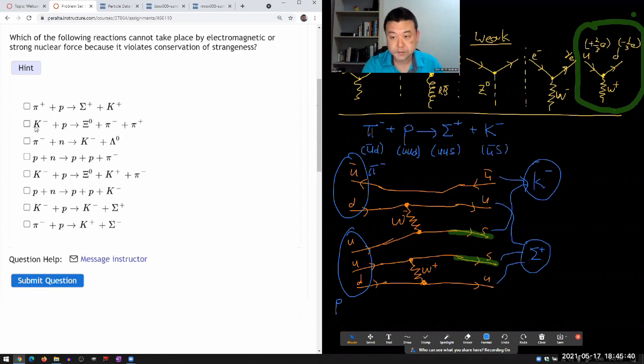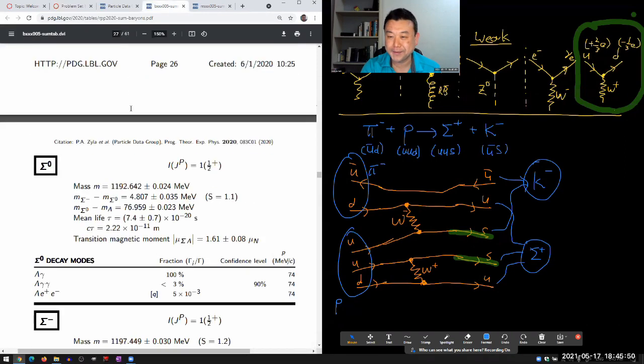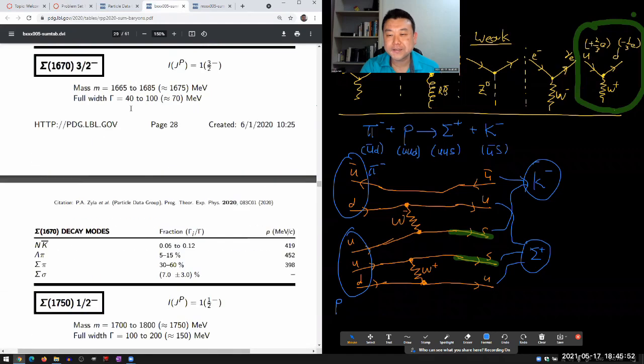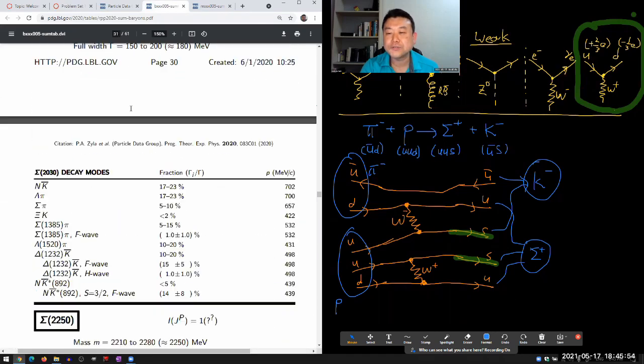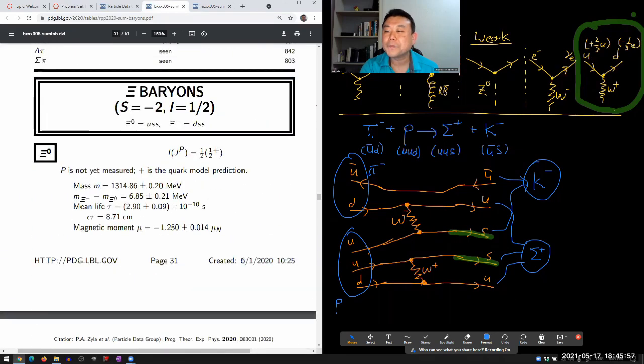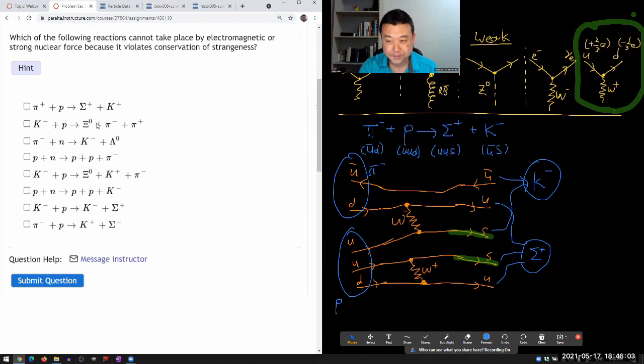Okay, I need to go faster. This says strangeness of -1, 0. Xi baryon, I don't know. You have to look it up in a table. I think a Xi baryon has a strangeness of -2, because it has two strange quarks in it. Okay, so this will violate strangeness. I started out with one strange quark, ended with two strange quarks.